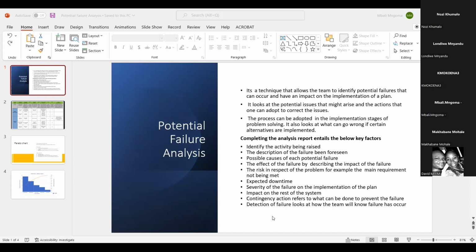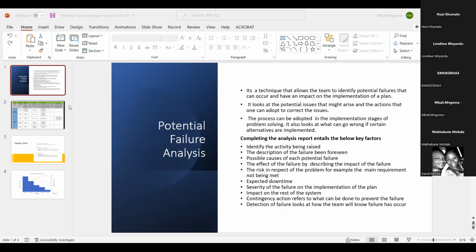The expected downtime: maybe if you're still mitigating and you need to do one or two things, how long would it take you? Severity of the failure on the implementation of the plan, the impact on the rest of the system. Contingency action refers to what can be done to prevent the failure. Detection of the failure looks at how the team will know when the failure occurs, right?